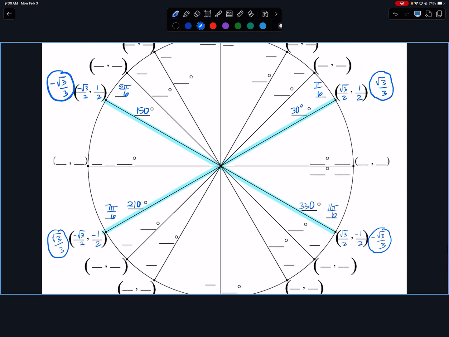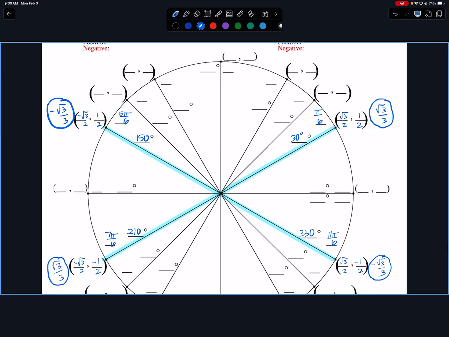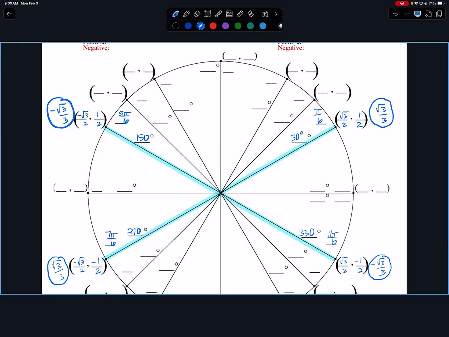Okay, questions on where those came from? All right, so now we're going to highlight all the pi over 3s. So these angles, I want you guys to think about, these are the ones closest to the x-axis. The ones that we're going to highlight now are all the angles that are closest to the y-axis. So I'm going to highlight those in green.